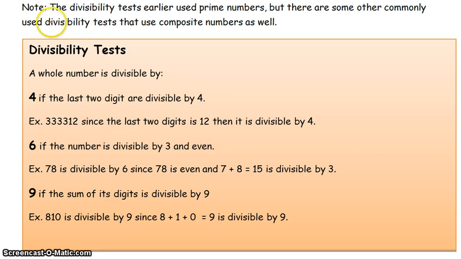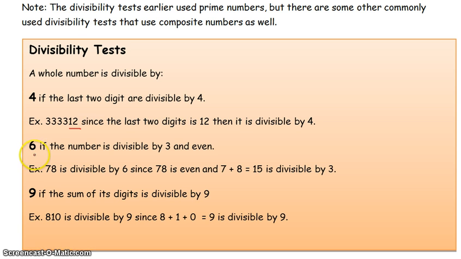Okay, if you look here, earlier the divisibility tests used prime numbers. But there are some other commonly used divisibility tests that use composite numbers as well. For example, we have 4. If the last 2 digits are divisible by 4, then the whole number is divisible by 4. For example, we have 333,312. We look here at the last 2 digits. This is 12. 4 goes evenly into 12, so this whole number is divisible by 4.